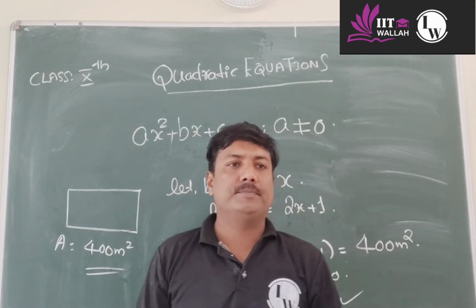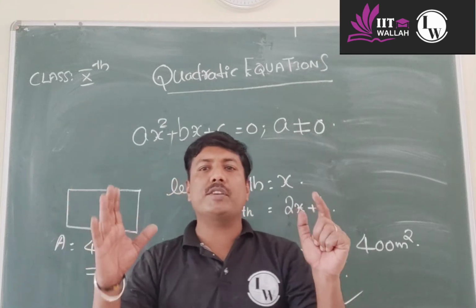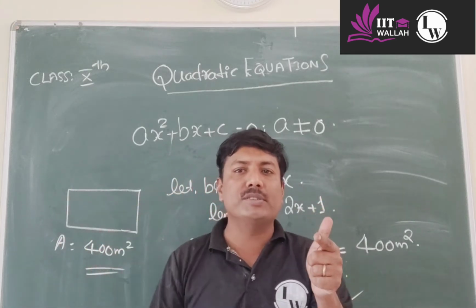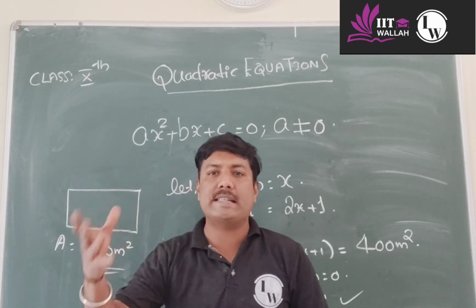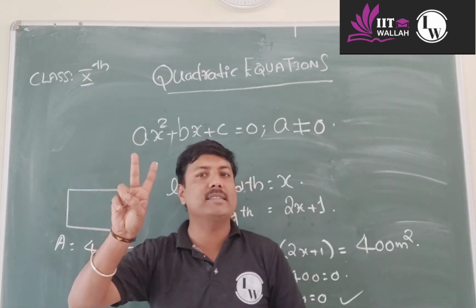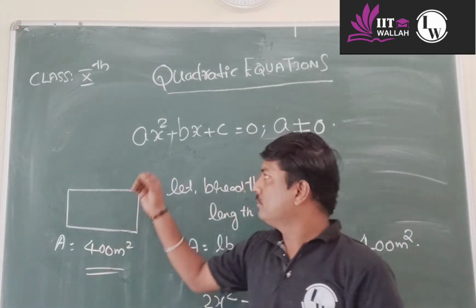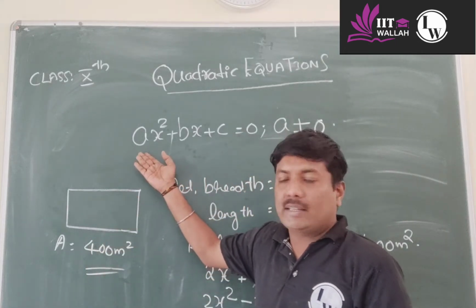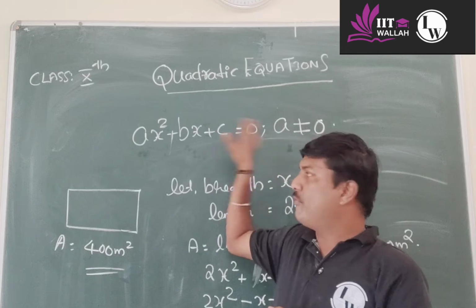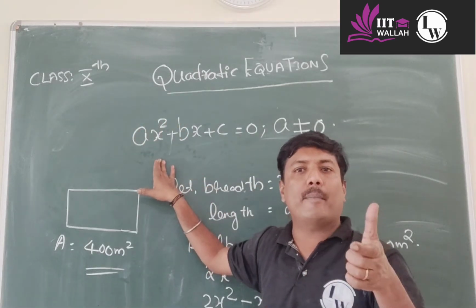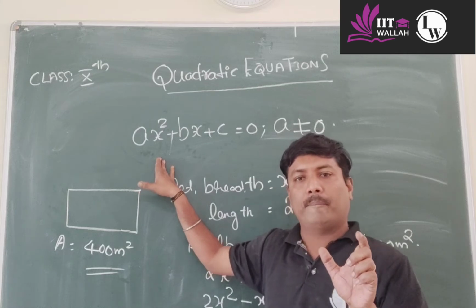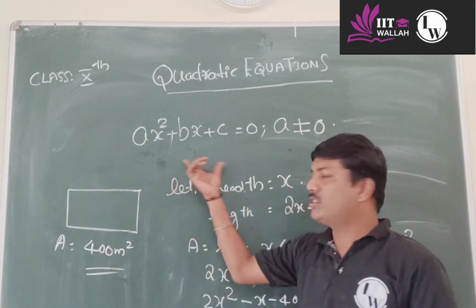So to begin with, quadratic equation means an equation whose degree is 2. That is why the name given is quadratic. Quadratic means the degree is 2. And it is given that a cannot be equal to 0. If a is 0, this term will vanish. So it will not become a quadratic equation. Okay? This is what a quadratic equation means.